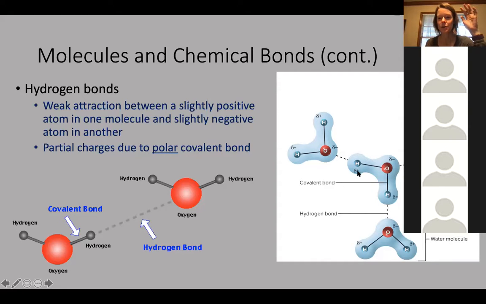So the hydrogen atom over here in this water molecule, you can see it's partially positive because of that polar covalent bond. This oxygen in the next water molecule over is partially negative. So that partial positive and partial negative, they're going to be attracted to each other.